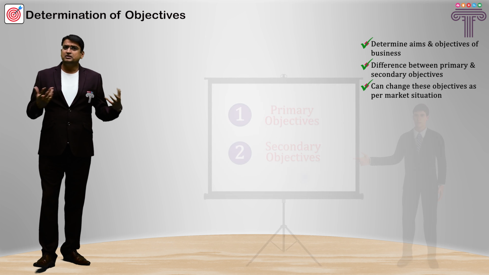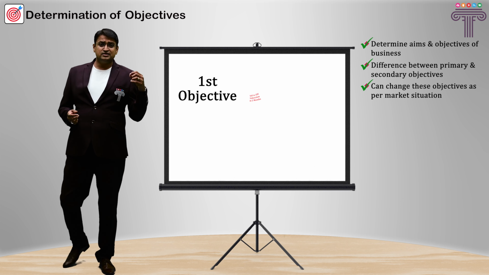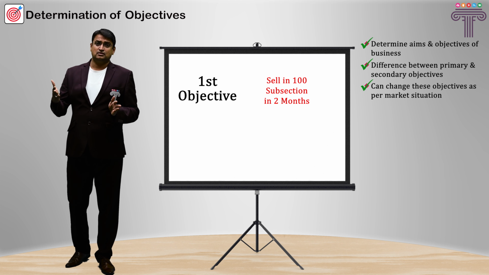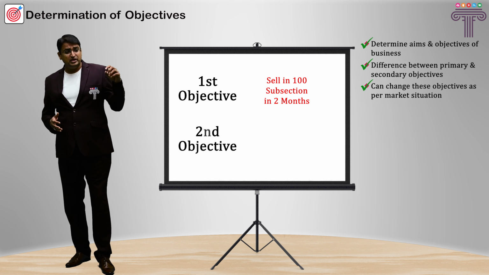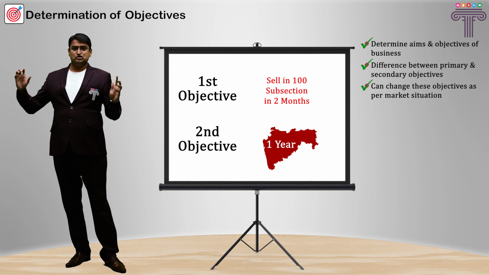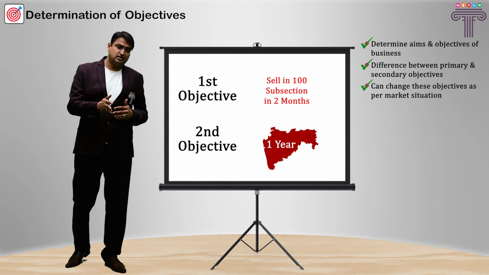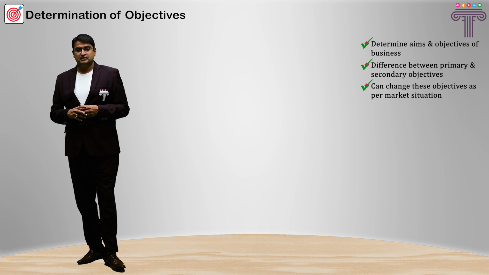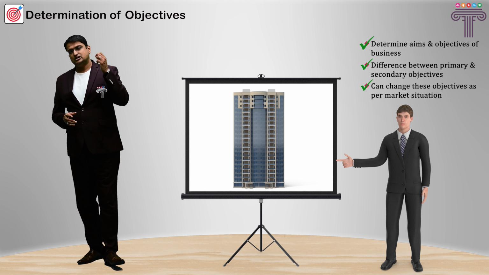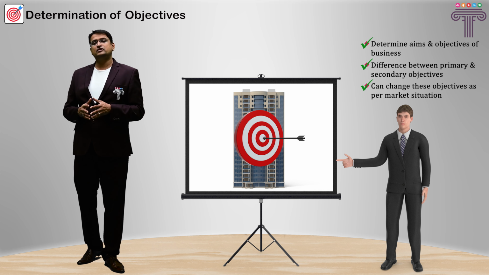One nice example to conclude: let's say I have set an objective of doing sales of 100 subscriptions in the next 2 months. Another objective could be that I'll sell this product all over Maharashtra in 1 year. So there are different levels of objectives I can set, and then the whole effort will be directed to achieve it. Correct? So yes, one of the primary functions an entrepreneur has to do is to set or determine the objectives, goals or aims of the business.